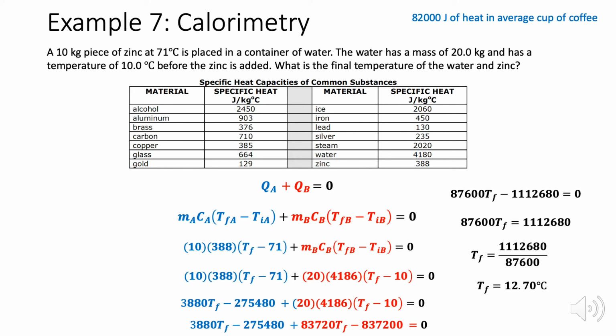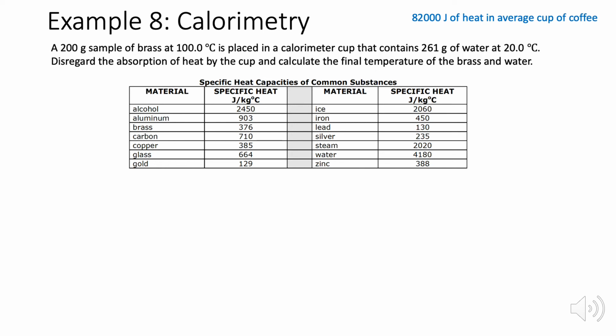Now moving on to example 8. A 200-gram sample of brass at 100 degrees Celsius is placed in a calorimeter cup that contains 261 grams of water at 20 degrees Celsius. Disregard the absorption of the heat by the cup and calculate the final temperature of the brass in the water.